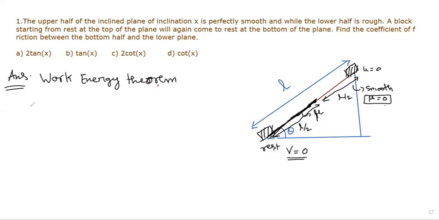And what does the work energy theorem say? Work done by the conservative force plus work done by the non-conservative force, that is the frictional force, is equal to the change in the kinetic energy. This is what it will tell us. So what is the conservative force here? It's the gravitational force which is acting on it, that is the conservative force.